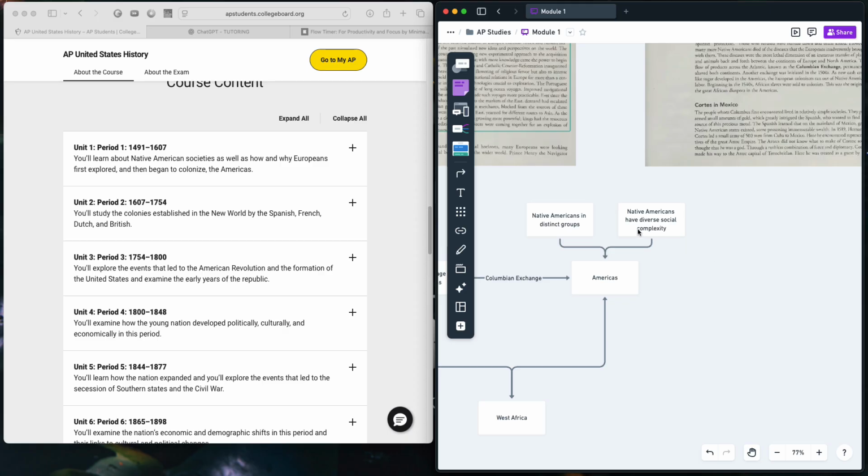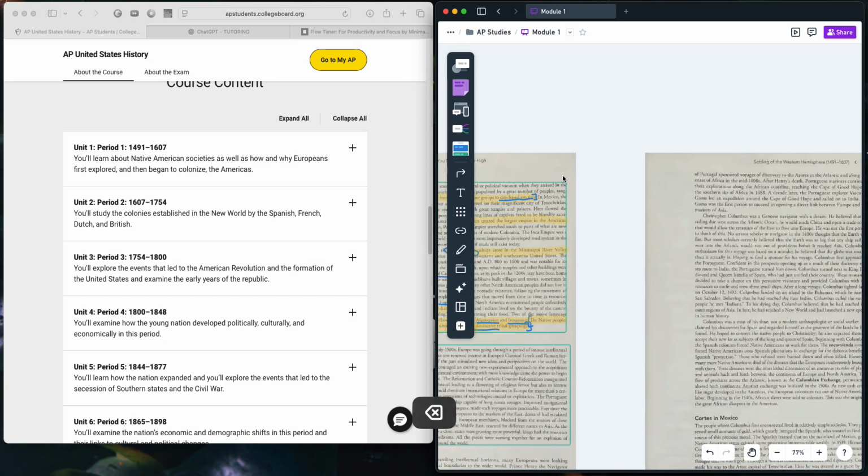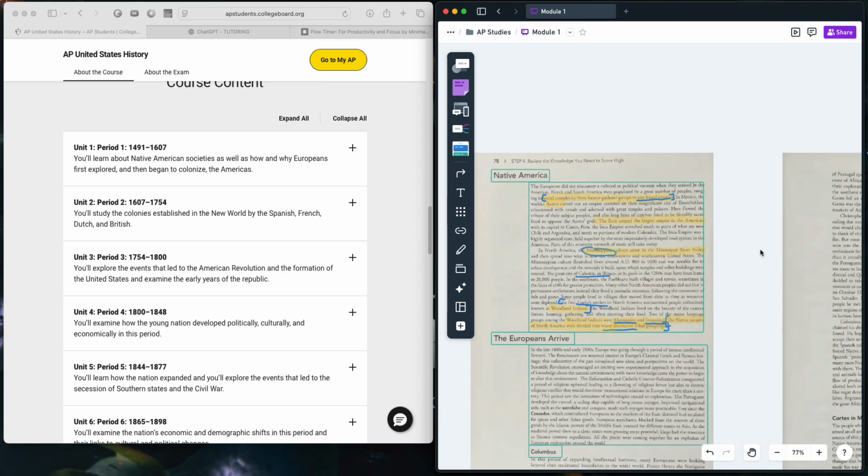They were hunter gatherers, right? So then, what I'm going to do is take this second to actually say, hey, this is a concept. This is a big idea right here, okay? And what I can say is, obviously this section is titled Native America.